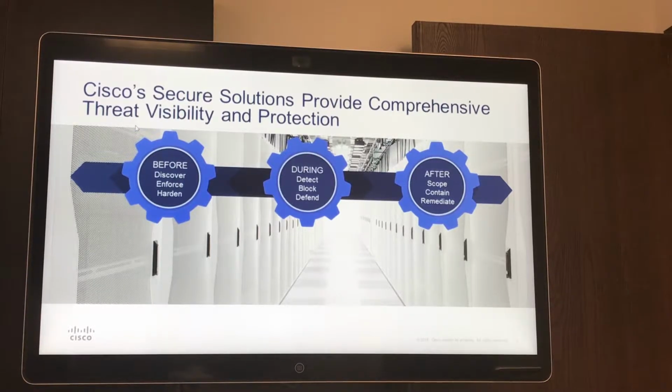During an attack would be, now that you're under attack, you have to detect the attack first, you have to block it, and you have to defend against it, isolating it as much as you can. And after the attack is, you need to determine the scope of the attack, contain it, and do a reflection to prepare for a future attack.